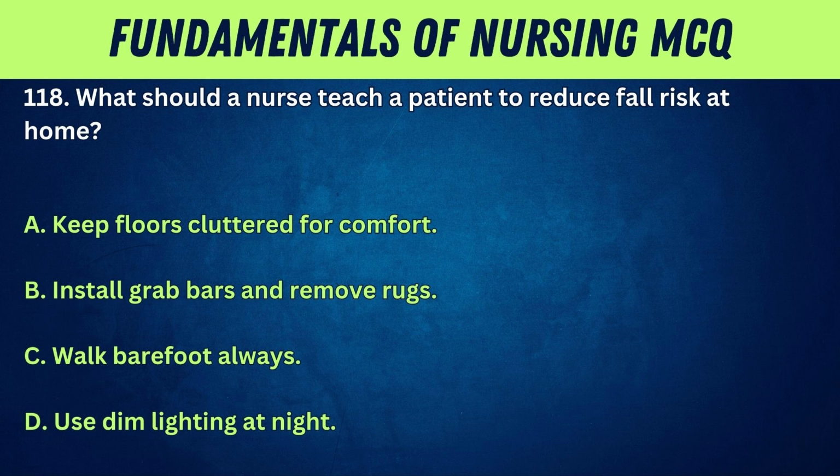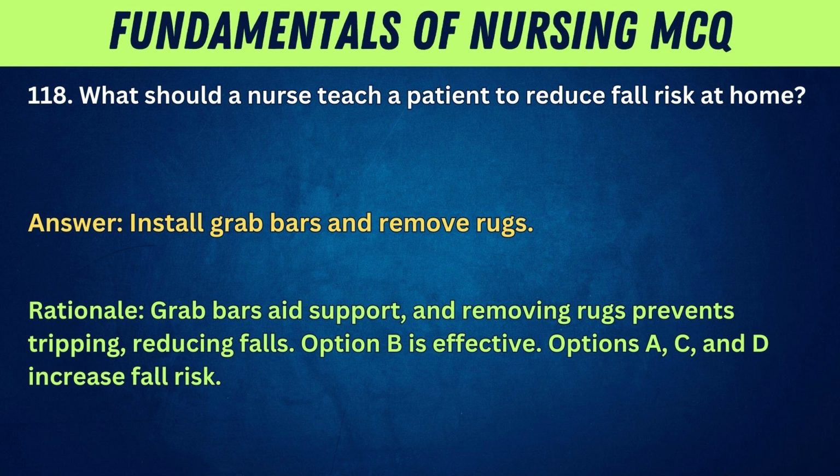118. What should a nurse teach a patient to reduce fall risk at home? A. Keep floors cluttered for comfort. B. Install grab bars and remove rugs. C. Walk barefoot always. D. Use dim lighting at night. Answer: install grab bars and remove rugs. Rationale: grab bars aid support, and removing rugs prevents tripping, reducing falls. Option B is effective. Options A, C, and D increase fall risk.